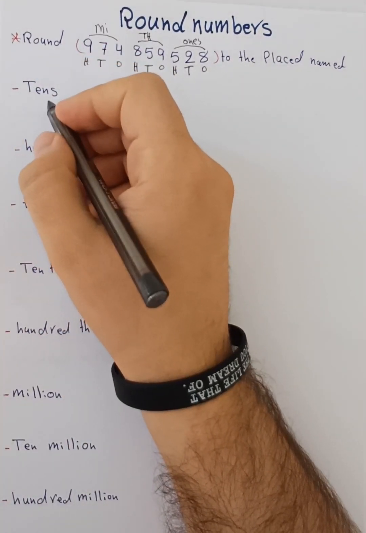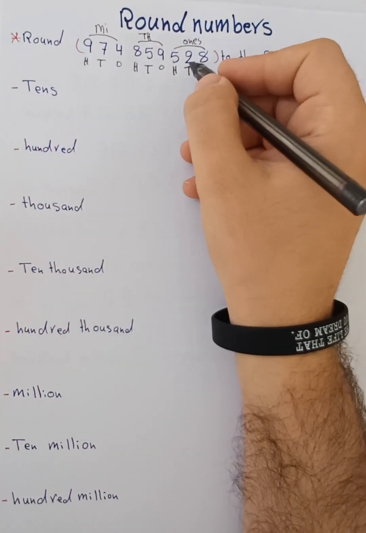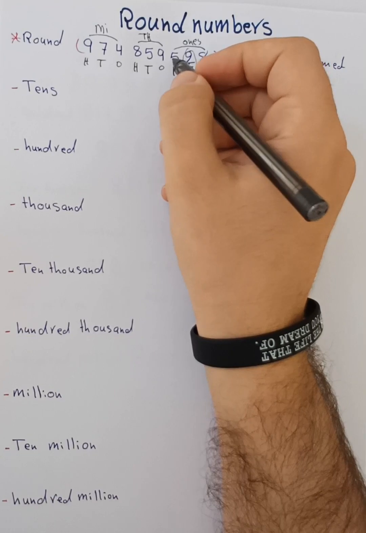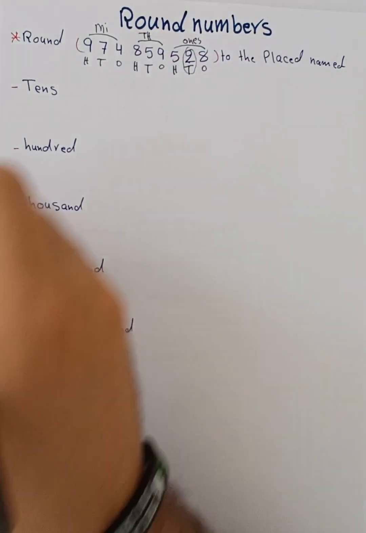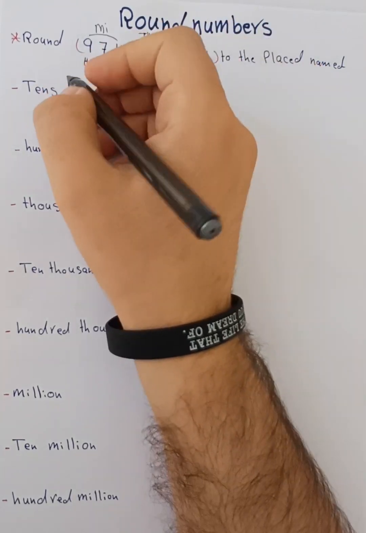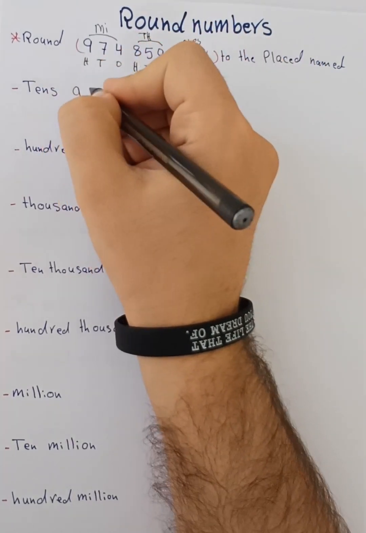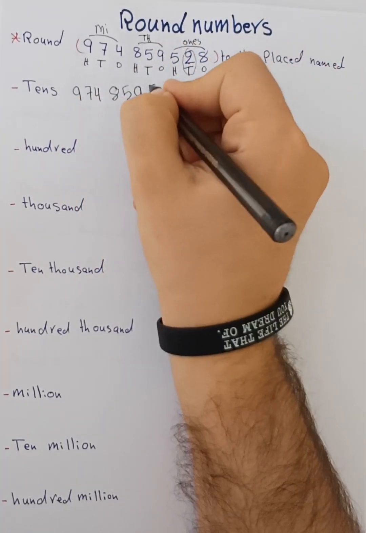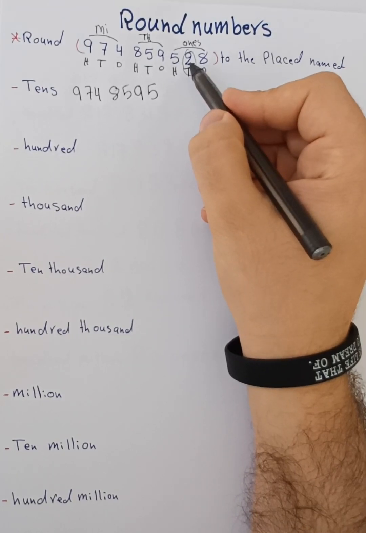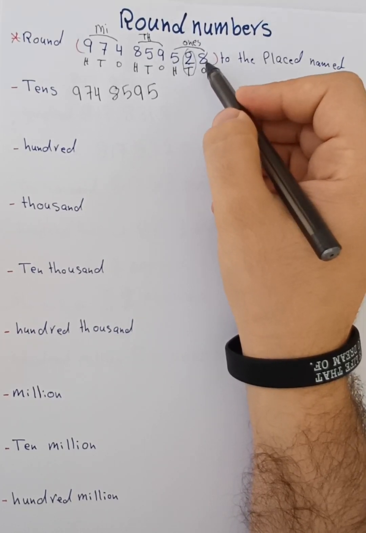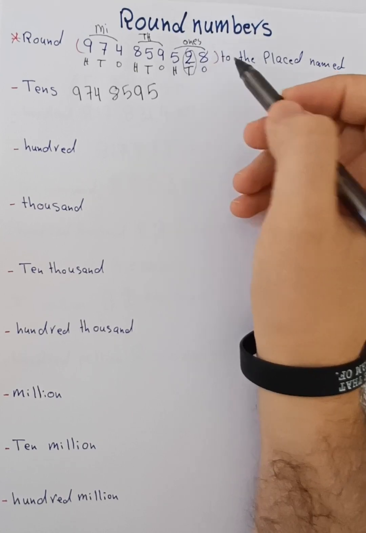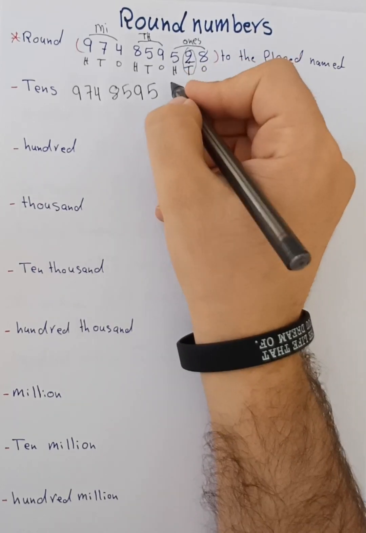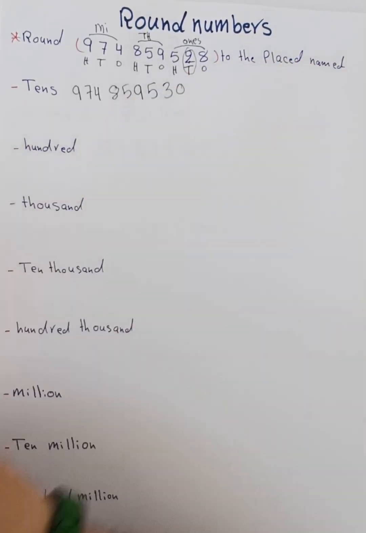First part, we have to round only tens. This is tens. 2 is tens. We have to write all numbers at left the same without change. We have 974,859 and 5. We have to round 2. Next to 2 or after 2 we have 8. By rounding rule, 8 is greater than 5, so 2 increased by 1 becomes 3 and 8 becomes 0.